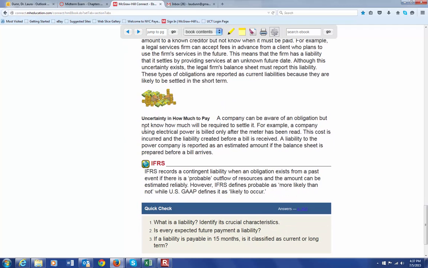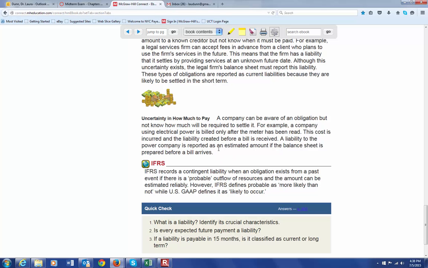And uncertainty in how much to pay. You may be aware of an obligation that you have, but you don't know exactly how much it's going to cost you to settle it. And they give an example here of a company using electrical power that is only billed when the meter has been read, but you have incurred the cost. You've already used the electric power. You do owe the money, you just don't know exactly how much it is.